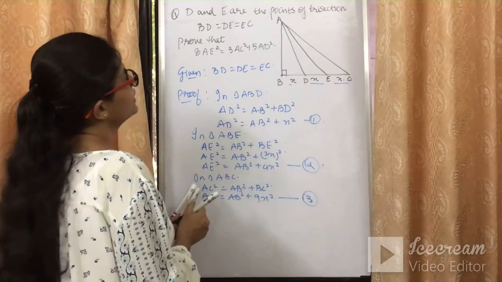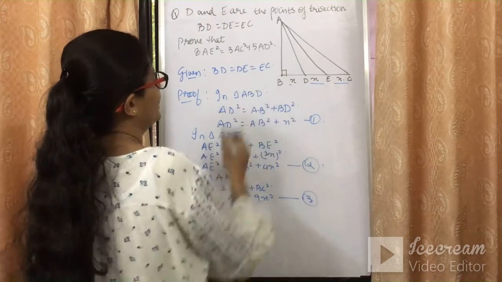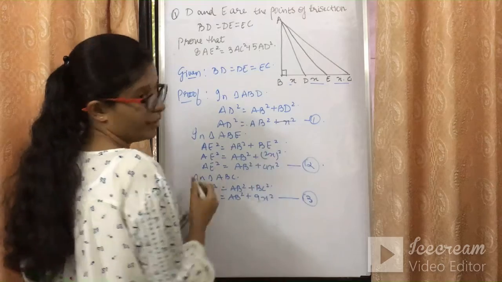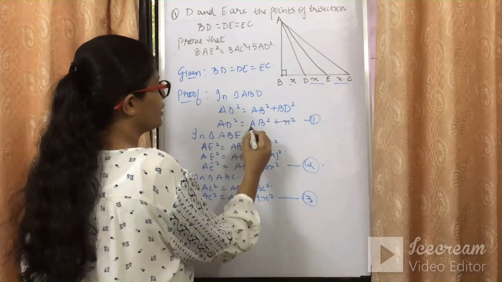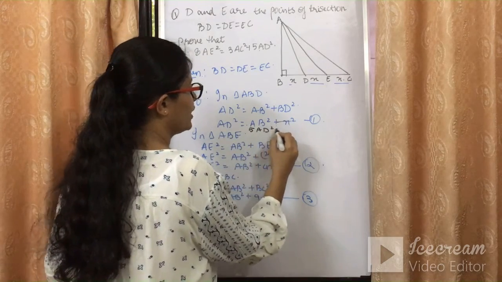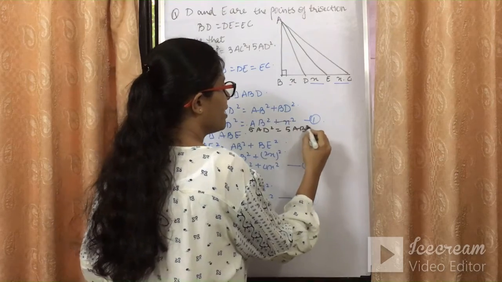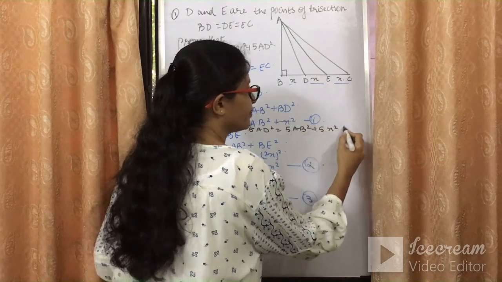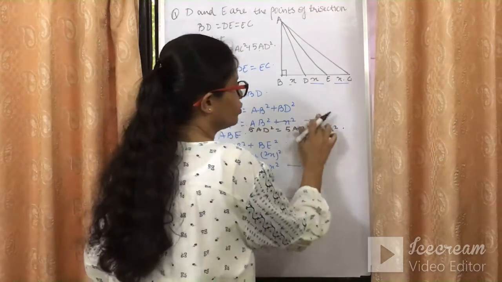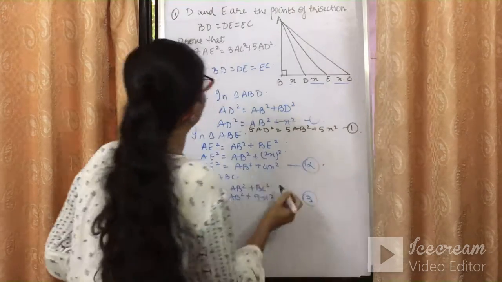So what we wanted is, we wanted 5AD square. Can we multiply this whole equation by 5? If you multiply whole equation by 5, you will get 5AD square is equals to 5AB square plus 5x square. ठीक है? So let this इसको equation 1 मानने की जगह पे इसको equation 1 मान लेते हैं.